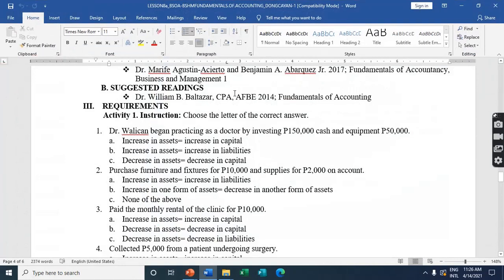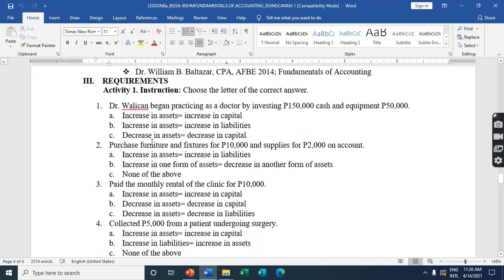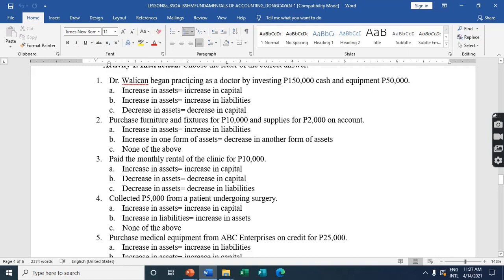Okay. Sa requirements yung sa lesson A, choose the letter of the correct answer. So, multiple choice siya. So, i-identify mo siya kung nag-increase ba sa asset, nag-increase ba sa liability, sa capital ba, nag-decrease ba. So, number 1, Dr. Waligan began practicing as a doctor by investing 150,000 cash and equipment of 50,000. So, nag-invest si Dr. Waligan sa kanyang business ng 150,000 cash and equipment for 50,000. So, ano ba yung nag-increase dyan? May nag-decrease ba? So, mamili ka dito sa pagpipilian.